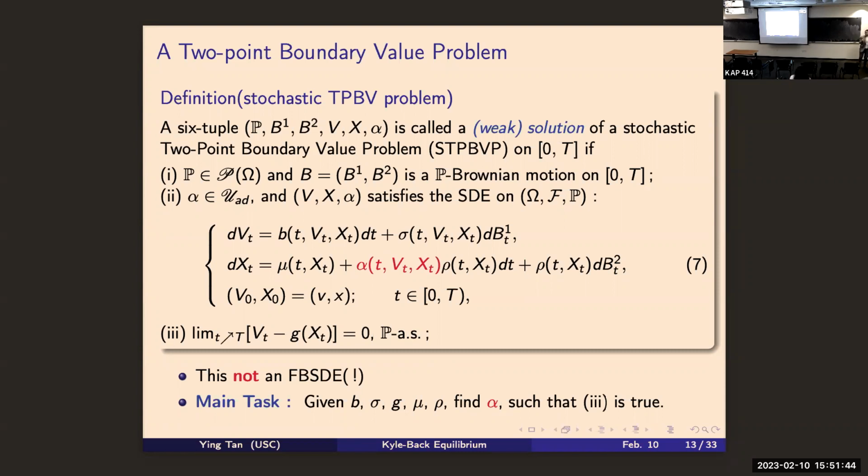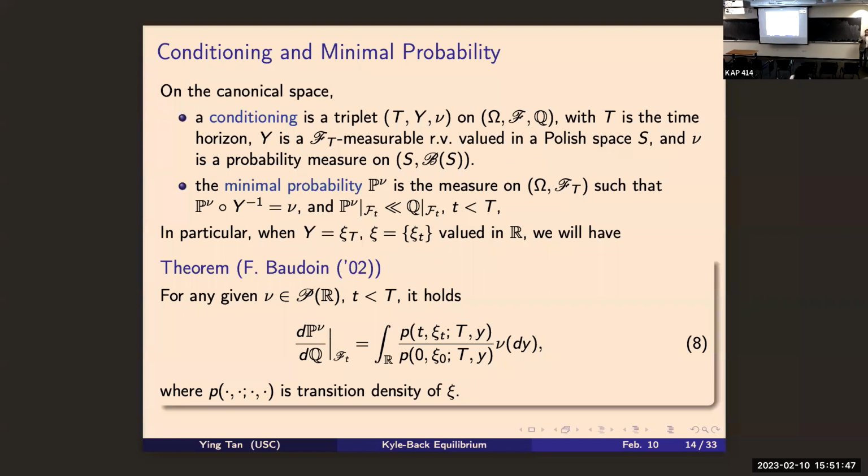And how can we solve this problem? The main idea is the conditioning and the minimal probability introduced by Fabrice Baudoin. So let me introduce the main idea for the conditioning. The conditioning is a triplet, capital T, Y, and nu. T is the time horizon, Y is an F_T-measurable random variable valued in some Polish space, and nu is a probability measure on that value space.